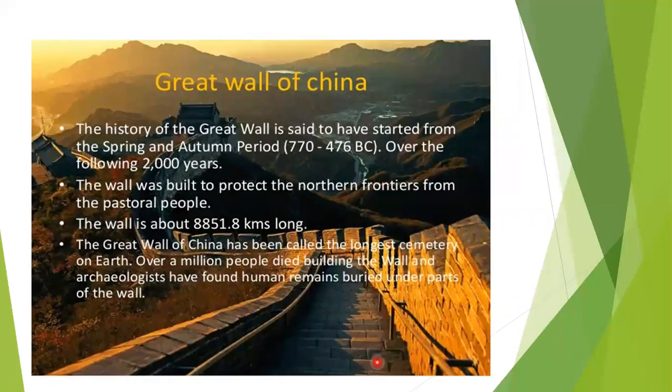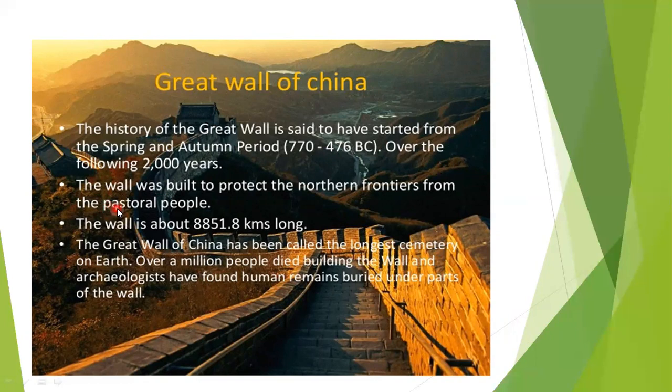And what is important about the Great Wall of China? The history of the Great Wall is said to have started from the Spring and Autumn period. When did they start? In the Spring and Autumn period, 770 to 476 BC. Over the following years, how many years? 2000 years it will be.